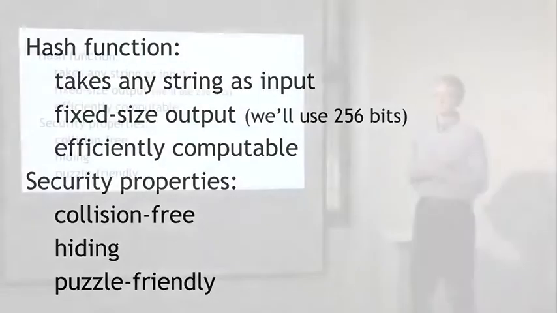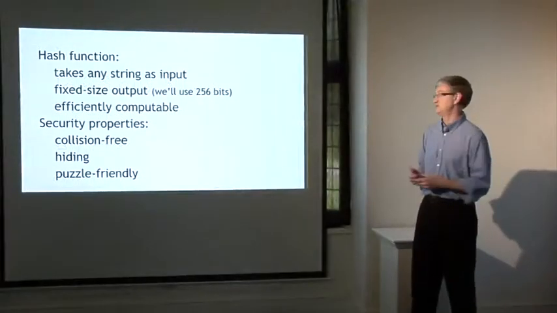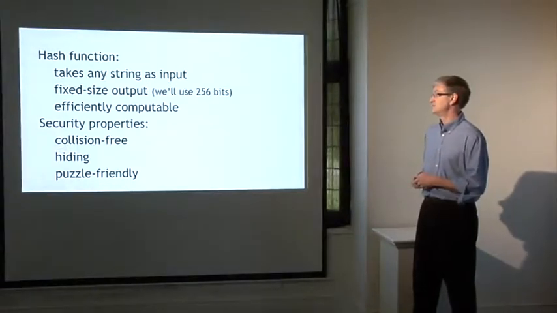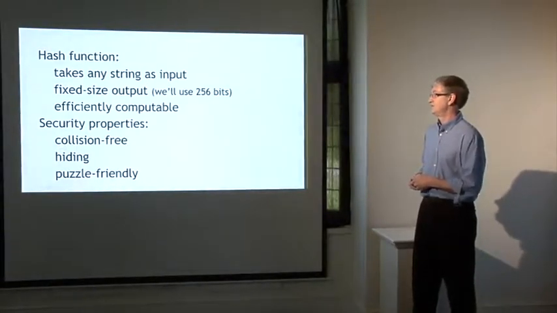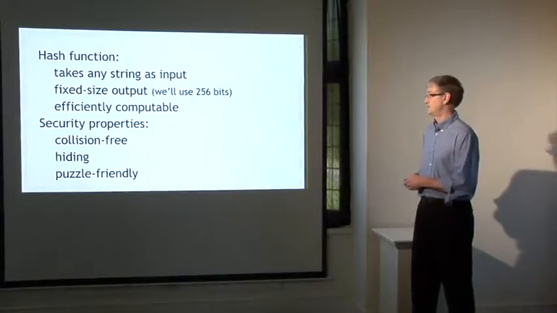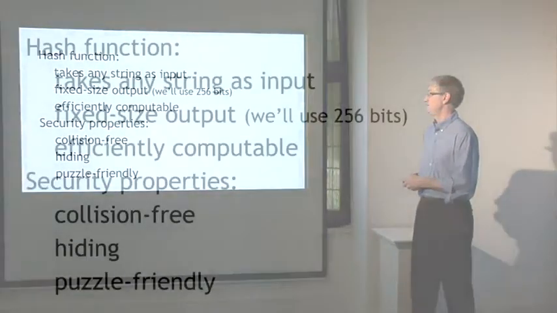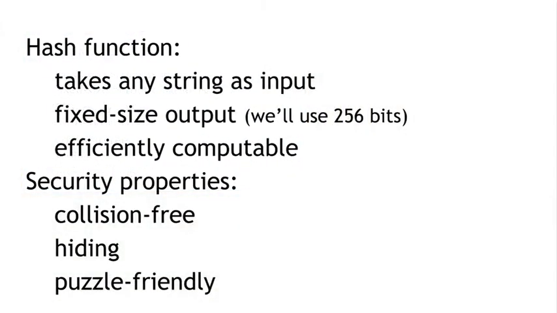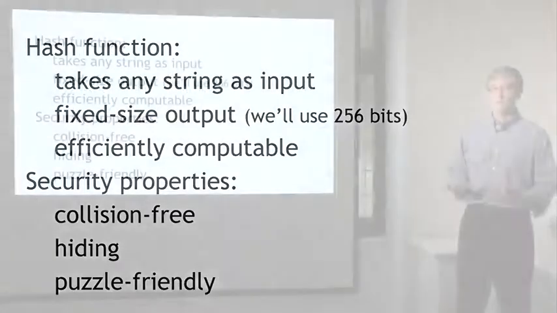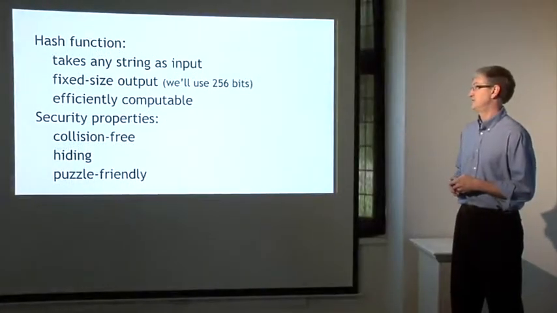So that's a hash function, but we're going to need hash functions that are cryptographically secure. The cryptographic properties of hash functions are a complicated topic in general, but we're going to focus here on three particular properties. In particular, that the function is collision-free, that it has a hiding property, and that it's puzzle-friendly. For each of these, I'll talk about what the property is, what it means, and why it's useful to have a function that has that property.